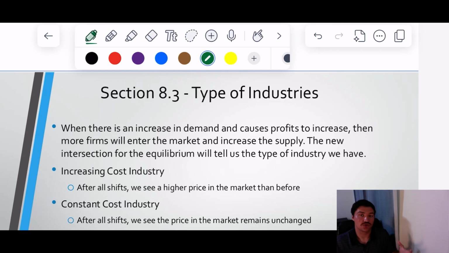Let's talk about the different industries that we have in response to the entry and exit of firms. Let's just say there's an increase in demand causing an increase in profits. Based off what we just talked about, more firms are going to enter the market and this increases supply. Now, there will be a new equilibrium and this will tell us what kind of industry we have.